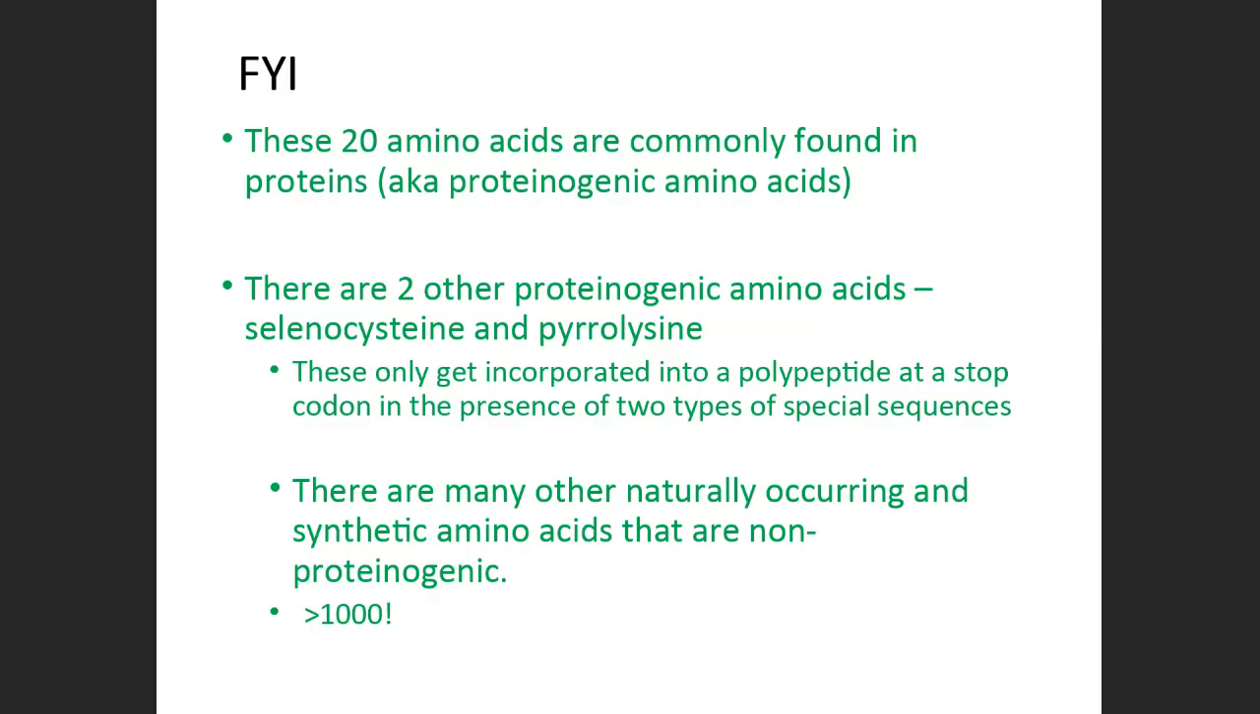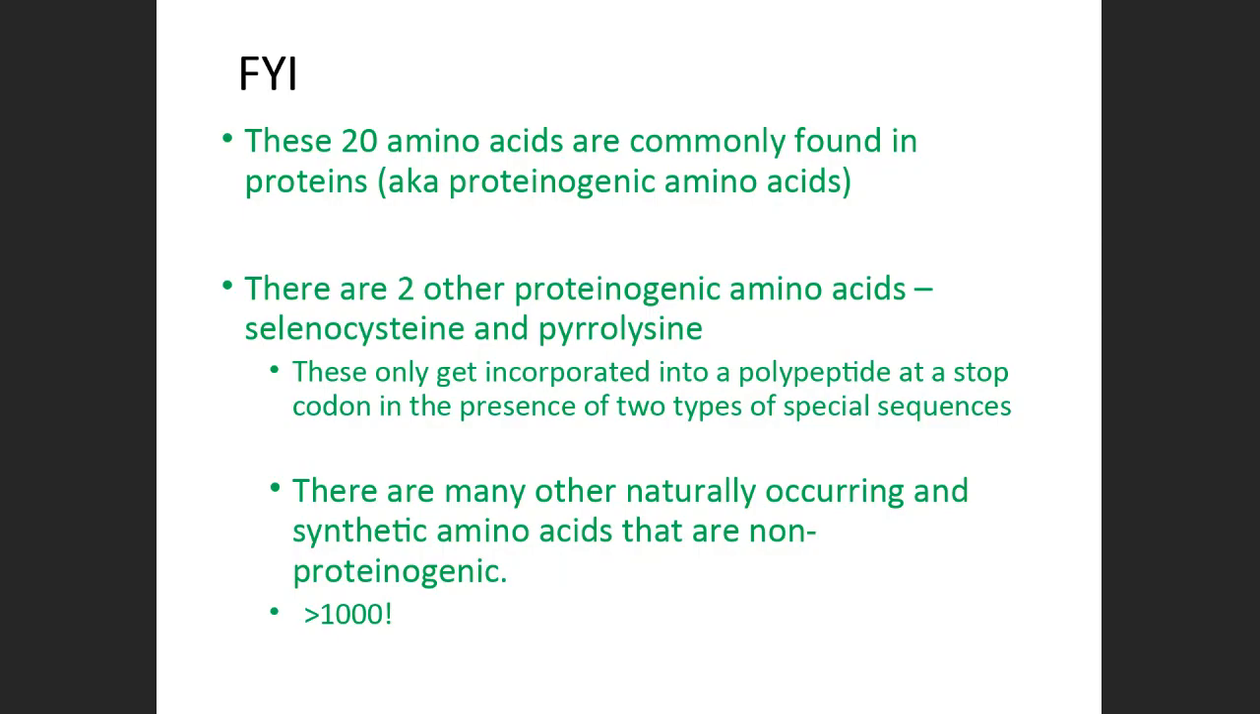So just sort of FYI, the 20 amino acids that are found in proteins are called proteinogenic amino acids because they're used to make proteins. There are two other proteinogenic amino acids, selenocysteine and pyrrolysine, but these are not part of the genetic code. They tend to get incorporated at a stop codon if there are some other signals present. So even though they are part of proteins, they're not encoded by the genetic code.